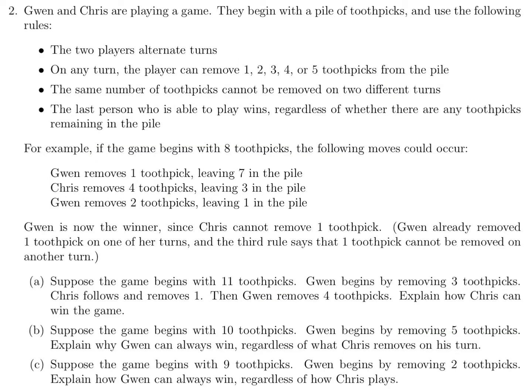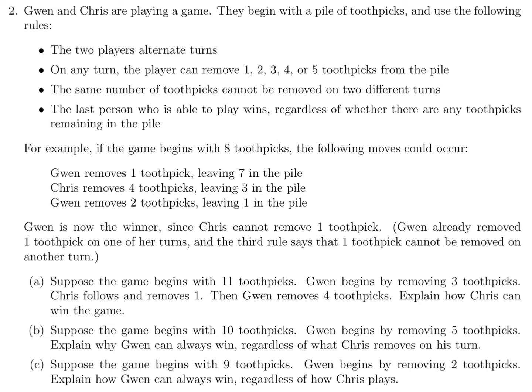Number 2. Gwen and Chris are playing a game. They begin with a pile of toothpicks. Use the following rules. Two players alternate turns. On any turn, the player can remove 1, 2, 3, 4, or 5 toothpicks. The same number of toothpicks cannot be removed on 2 different turns. The last person who is able to play wins, regardless of whether there are any toothpicks remaining in the pile.